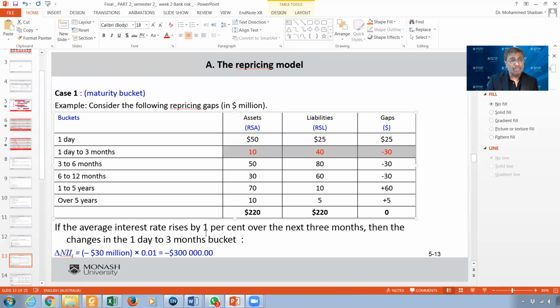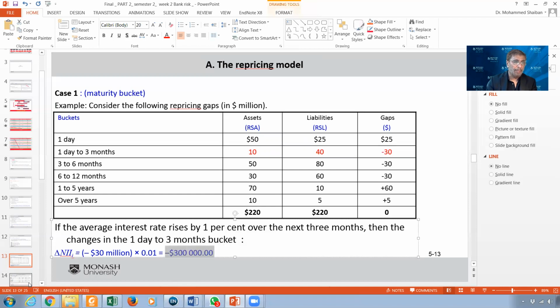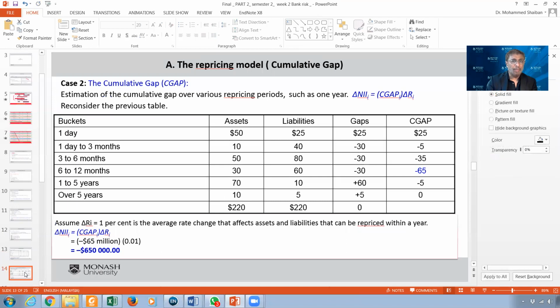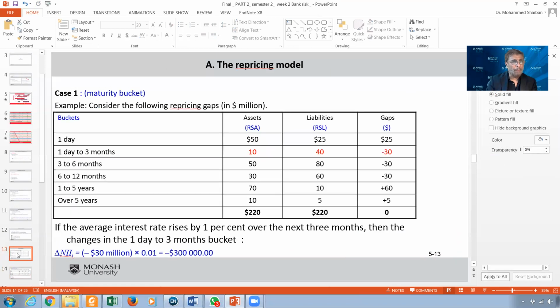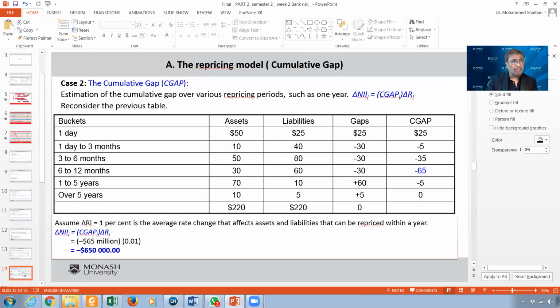So if the average interest rate rises by 1% over the next 3 months, then the change for 1 day to 3 months is minus 30 times 0.01, which is minus 300,000. This is the change in the net interest income. Now, we have something else. This is case 1, which is maturity buckets. Case 2 is the cumulative gap.